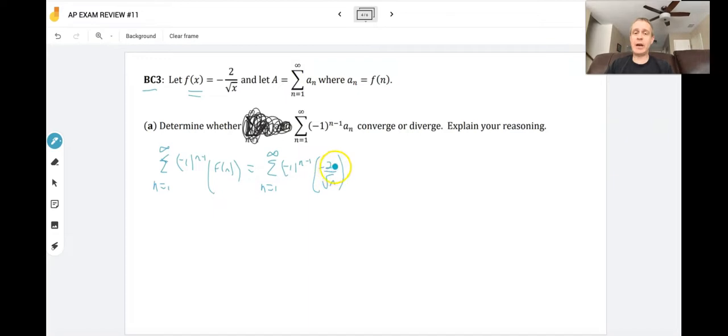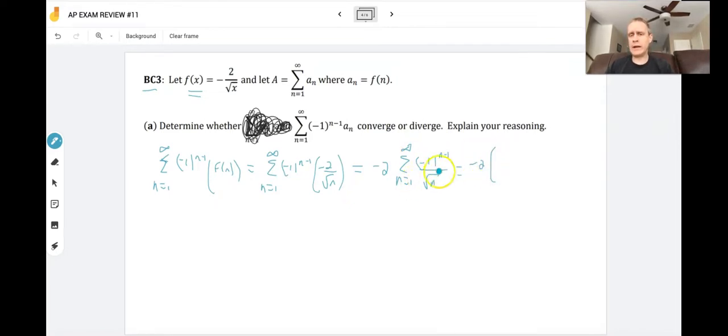At the same time, it's not a geometric series. But I want to get rid of this negative 2. I don't like this negative along with this negative 1 to the n minus 1. So as in the last problem, I'm going to pull that constant out in front of my sigma. So we'll have here, as a general term, negative 1 to the n minus 1 over just the square root of n. And I said before that this is not geometric.